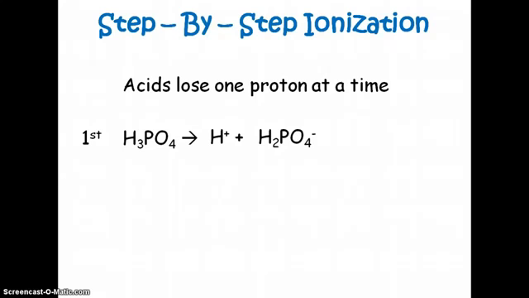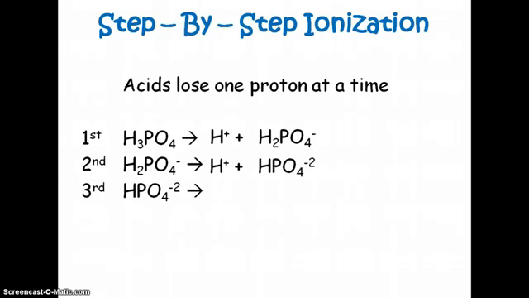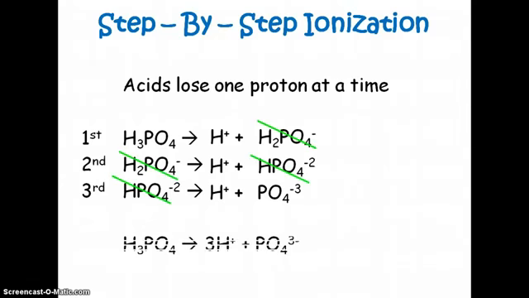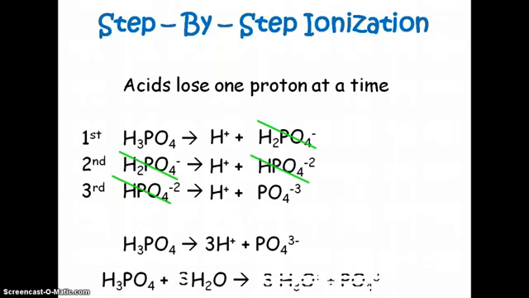So first you would have, for phosphoric acid, H3PO4, the first hydrogen would come off and you'd make H2PO4 minus. Then that H2PO4 minus further can dissociate into H plus and HPO4 2 minus. That HPO4 2 minus can then dissociate one more hydrogen and become PO4 3 minus. So altogether, you're losing 3 total hydrogens, but they come off one at a time.